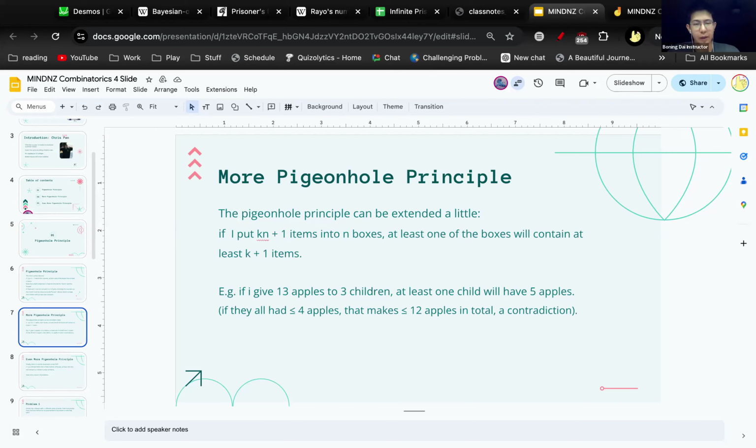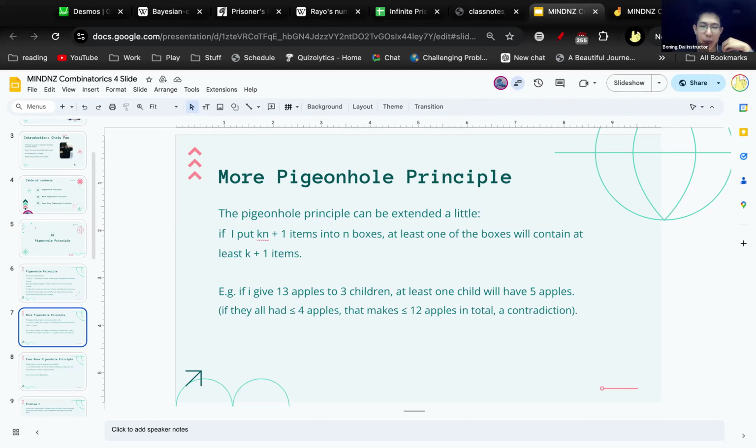In fact, the equality case, where all of the boxes have the same number of items, is when there's k items in each box. So all boxes must have at least k items. Okay. And now we can look at the plus 1. So what does the plus 1 actually do? Well, firstly, we have 2 cases.